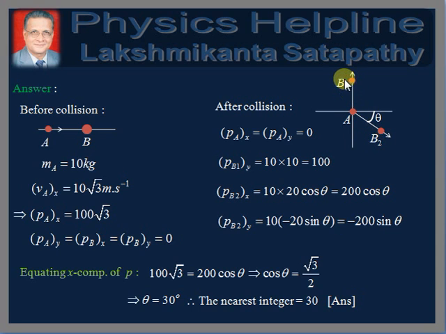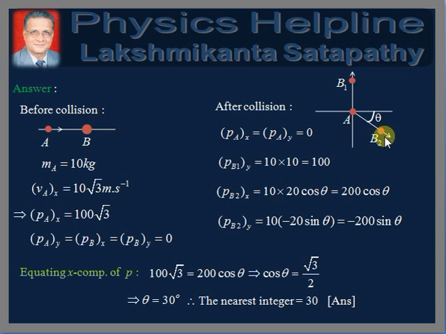So, mass of B is equal to 20 kg. Therefore, mass of B1 will be 10 kg and mass of B2 is also equal to 10 kg. Now, B1 moves in the y direction with velocity 10 meters per second. Therefore, we write linear momentum of B1 in the y direction will be equal to mass into velocity. Therefore, mass is 10 kg and velocity is 10 meters per second, which gives us 100 kg meter per second along y direction.